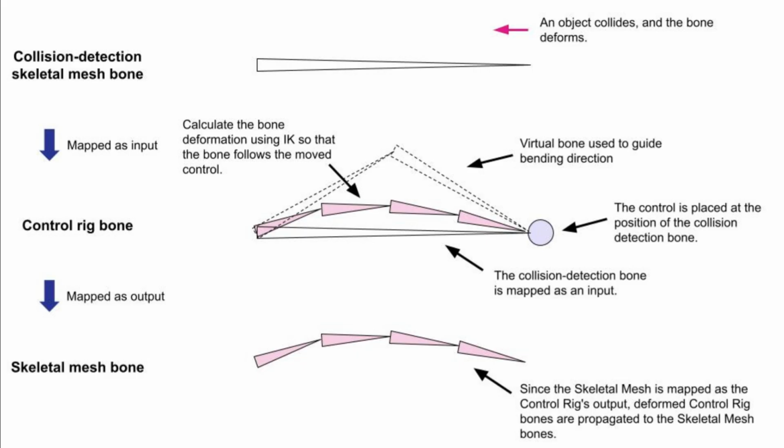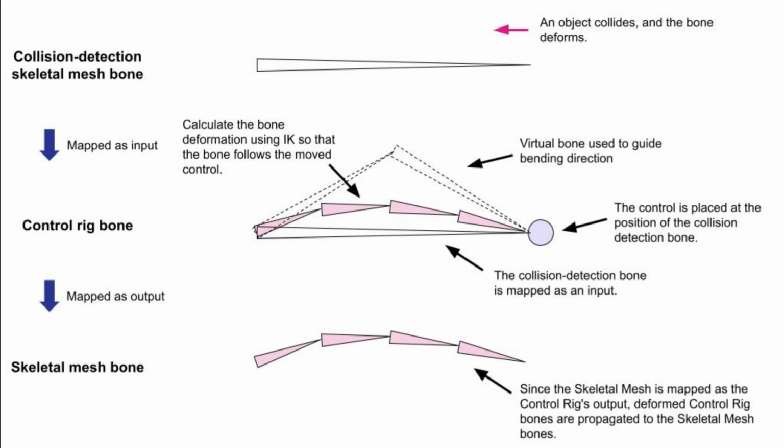The skeletal mesh for physics simulation has a simple structure. The control rig places controls at the collision detection bone's position, enabling the controls to be moved indirectly when the corresponding bones are displaced by collisions with objects.